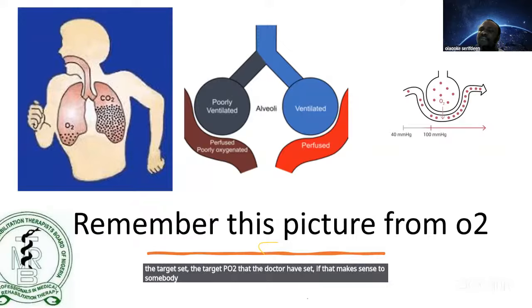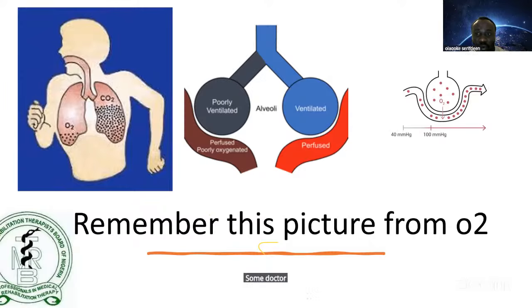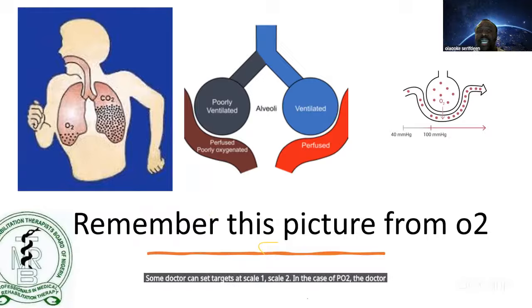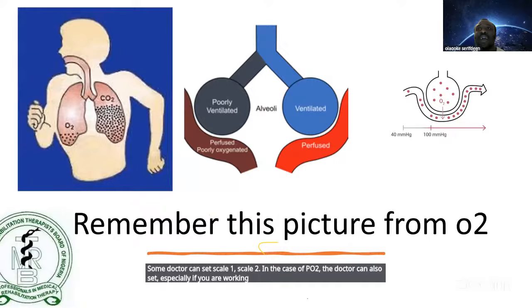Let me repeat myself. Like I mentioned in the previous teaching, the doctor can set target scale 1, scale 2. In the case of PO2, the doctor can also set one, especially if you are working in critical care with some of these patient categories. They will just say PO2 to be less than 8, or to be this. We don't want PO2 to be greater than 10.